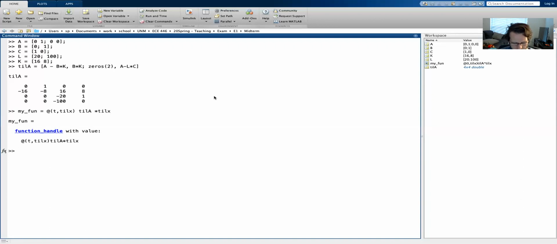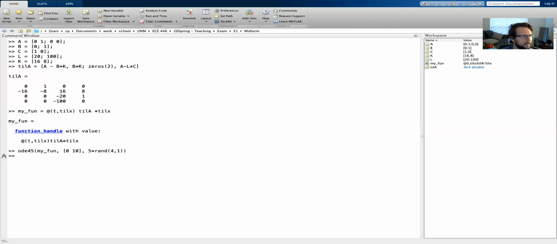Great. So now we want to use ODE45 with the function myFun, right? And we want to simulate it from 0 to 10 seconds with randomly chosen initial conditions. Let's do 5 times rand of a 4 by 1 vector, so the initial conditions are randomly chosen anywhere between 0 and 5. So let's run this and see what we got.